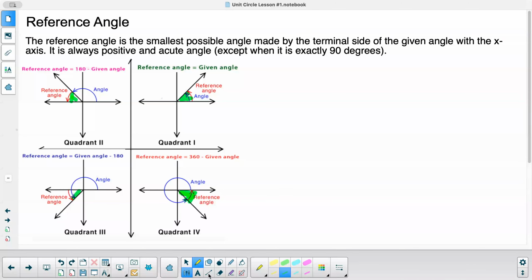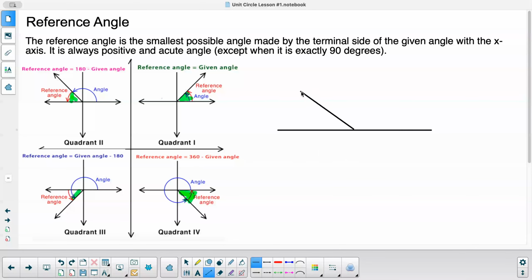So it's really just kind of like geometry if you think about it. Like quadrant 1's real simple. Whatever your angle is, that's your reference angle. So quadrant 1, super easy. Reference angle equals given angle. Quadrant 2, think of it like a geometry problem. Like if I have here, we know that a full line here, this is 180, right? So, if I wanted to find x, and, I'm going to erase this here.